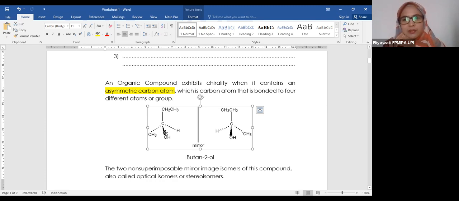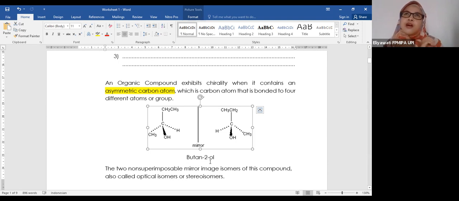All the groups. Yeah, remember, sometimes I give this as a midterm test. Okay, so once again, an asymmetric carbon atom is a carbon atom that binds with 4 different kinds of groups. It should be different. All the groups should be different. This one is butan-2-ol.